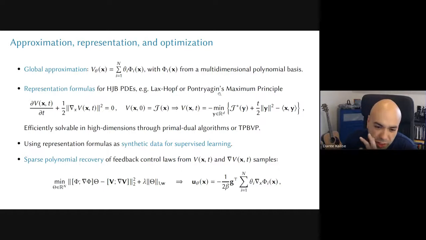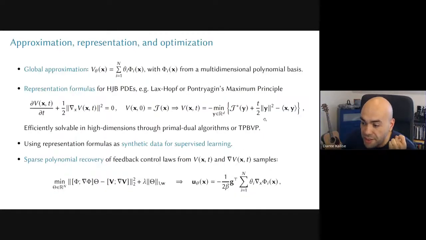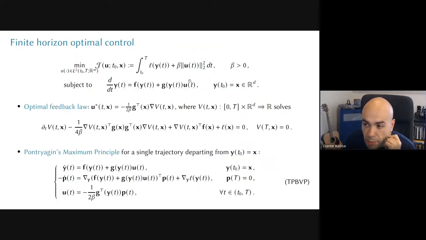Of course, the story is a bit more difficult because when you talk about finite horizon optimal control, this sort of representation formula is not as nice as this convex optimization problem. The representation formula for the Hamilton-Jacobi equation associated to the optimal control problem is what we call the Pontryagin maximum principle, which is a 2-point boundary value problem.